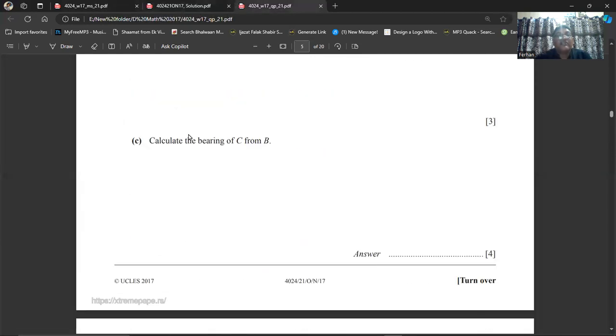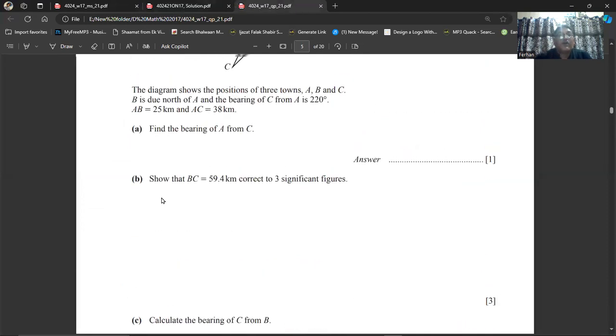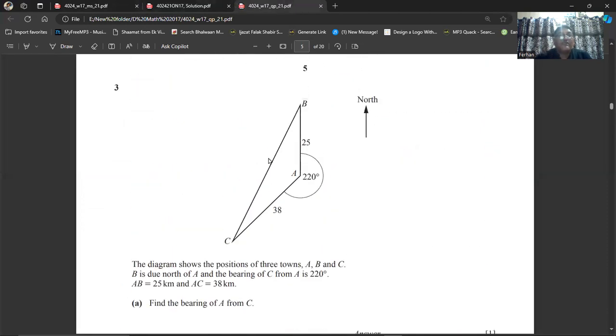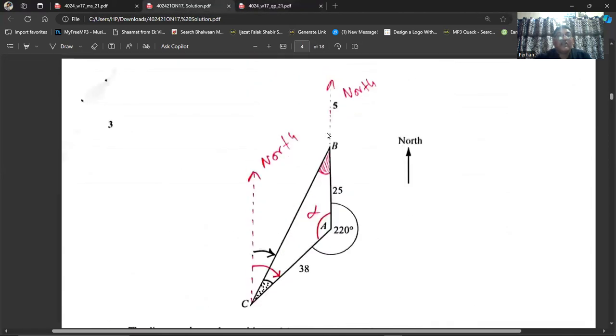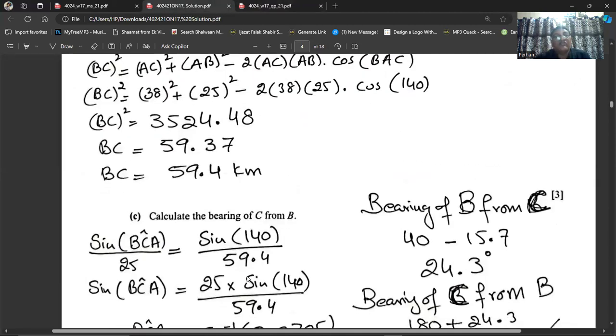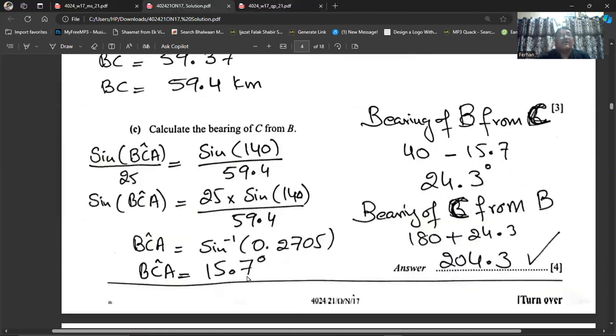Question number 3, its C part. He says calculate the bearing of C from B. So basically, they want me to find out this angle. There are many methods. For example, I have tried to find the sine of BCA divided by, I'm using the sine rule, sorry.